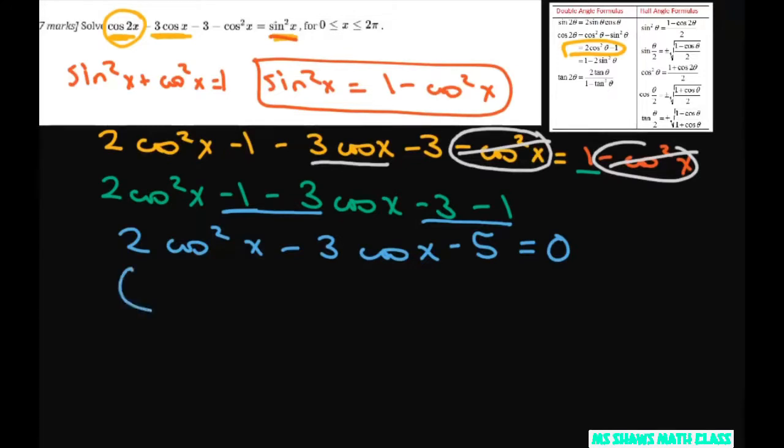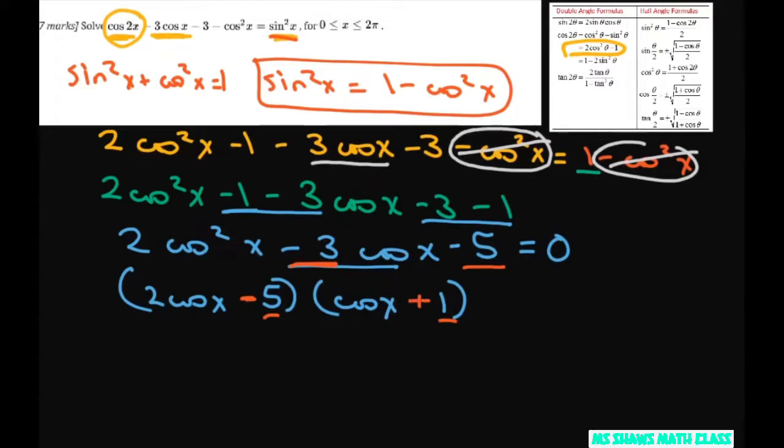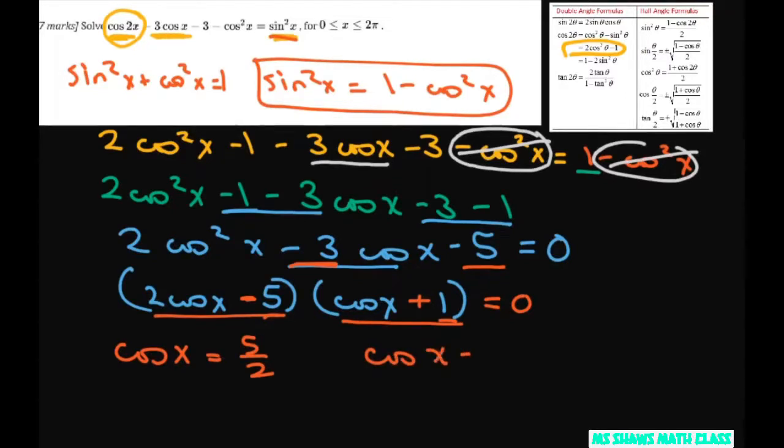Now let's factor. So we have 2 cosine x and cosine x. And I need a 3 in the middle, so I'm going to put the 5 here and the 1 here. Remember, 5 is prime, so it has to be 5 and 1. And I need my bigger number to be negative, so this will be positive. Set each factor to 0. For this one, cosine x is 5/2. For this one, you get cosine of x equals negative 1.